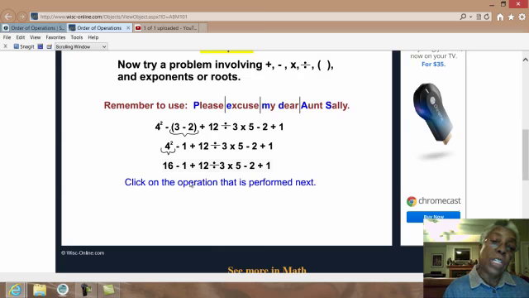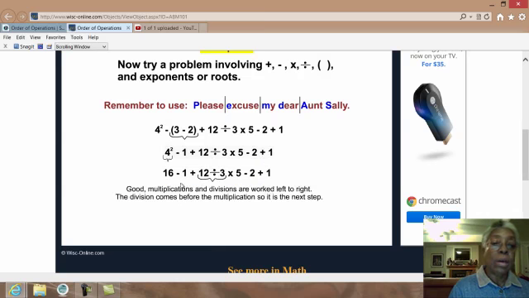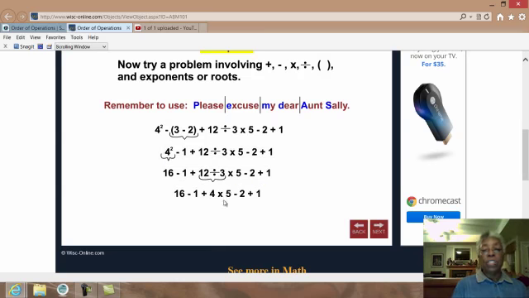So now we're going to click on the operation that's performed next. Let's see. We have 16 minus 1 plus 12 divided by 3 times 5 minus 2 plus 1. So let's see. Multiplication or division, whichever comes first. So let's try 12 divided by 3. Good. Multiplications and divisions are next. Okay, so now we have 16 minus 1 plus 4 times 5 minus 2 plus 1.